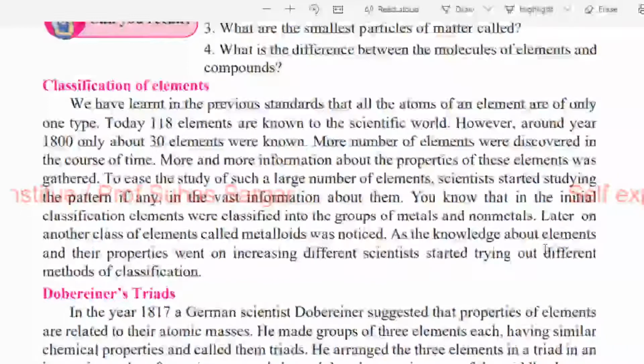in the vast information about them. You know that in the initial classification, elements were classified into the groups of metals and non-metals. Later on, another class of elements called metalloids was noticed. As the knowledge about elements and their properties went on increasing, different scientists started trying out different methods of classification.